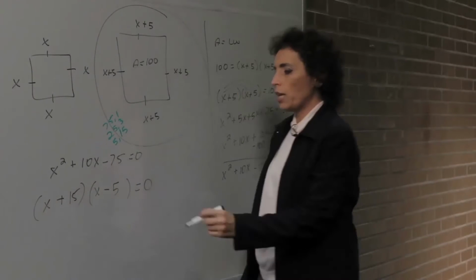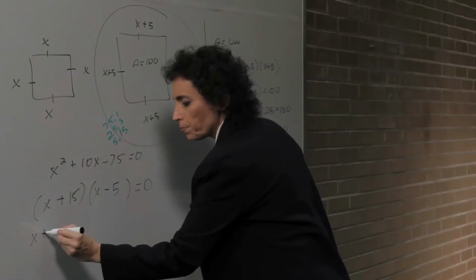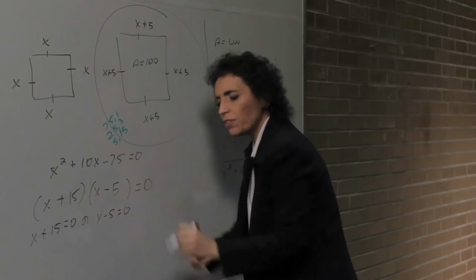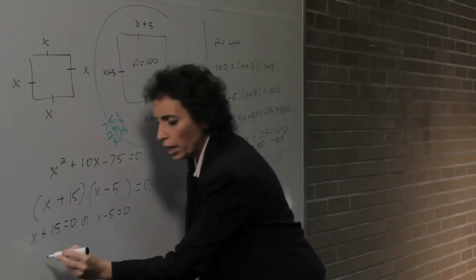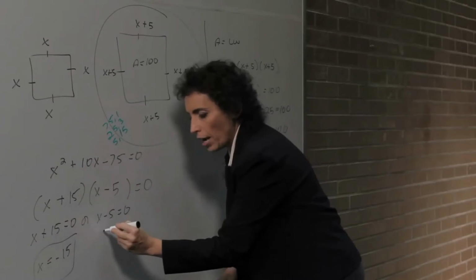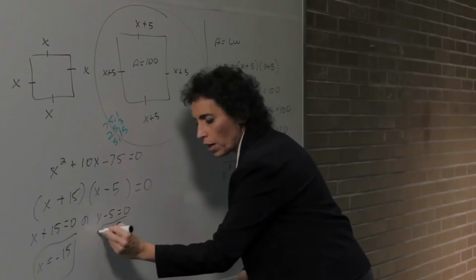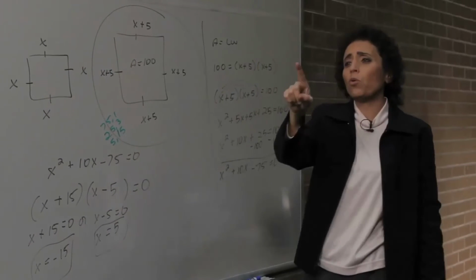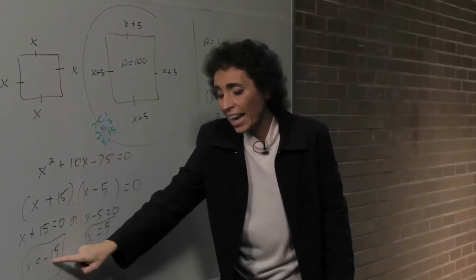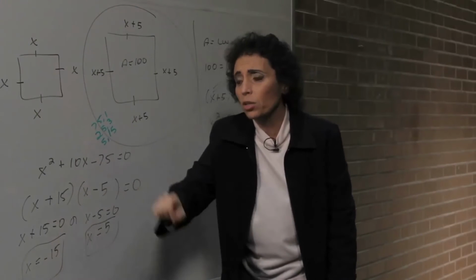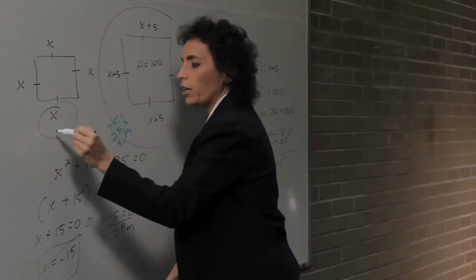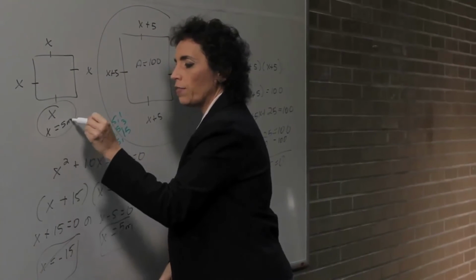So I got it. So now I set each factor equal to 0. I'm going to leave this step out, but you just subtract 15 from both sides. You get x equals minus 15. And here, add 5 to both sides. x equals 5. And of course, let's see what they want. They want the length of the sides of the original square. Well, the original square is x. I can't have negative 15 for the side of a square, and it's in meters, so this is impossible. But I can have 5 meters. So the original length is 5 meters. x equals 5 meters. That's the answer.